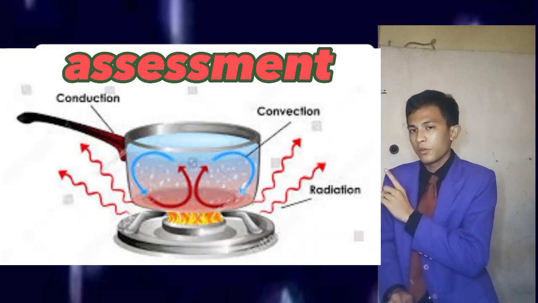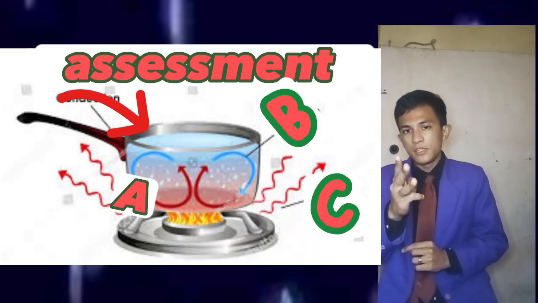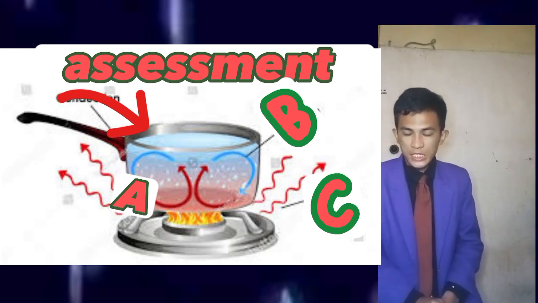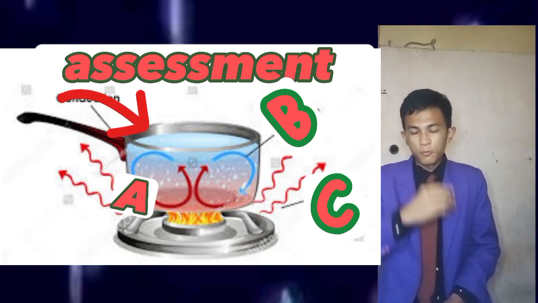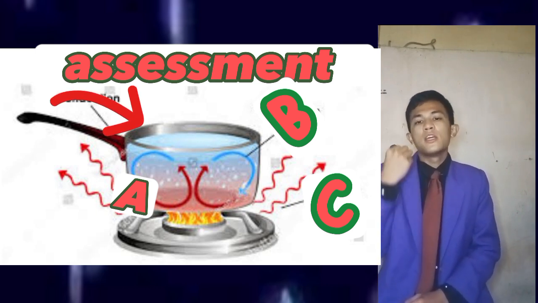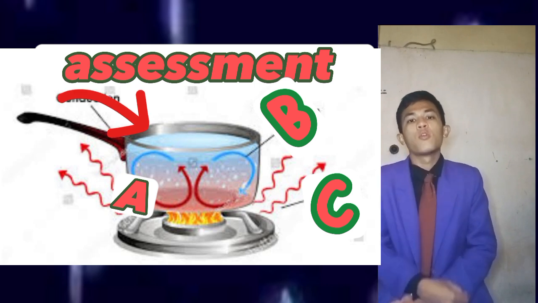Let us assess your learnings in this video. I have here pictures labeled A, B, and C, and each letter corresponds to a type of heat transfer. Feel free to pause the video and take your time to distinguish which one of them is conduction, convection, or radiation.